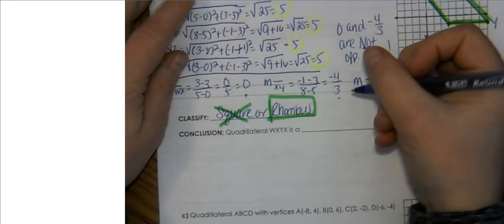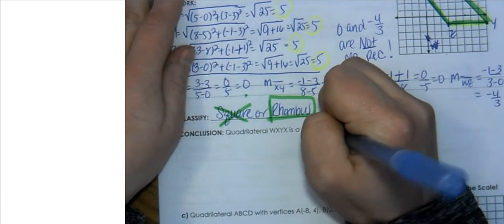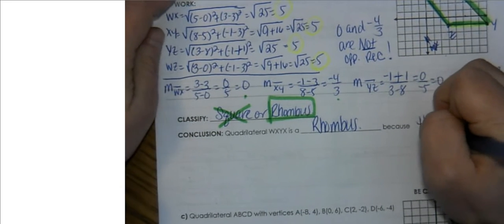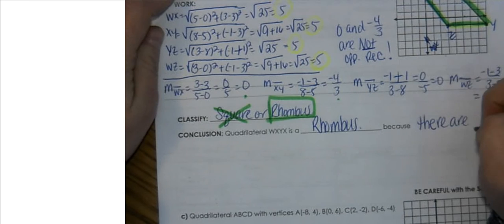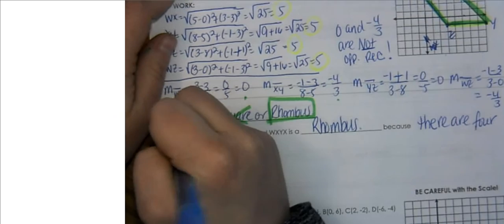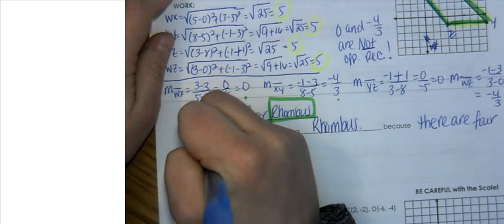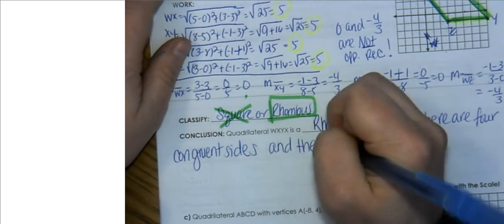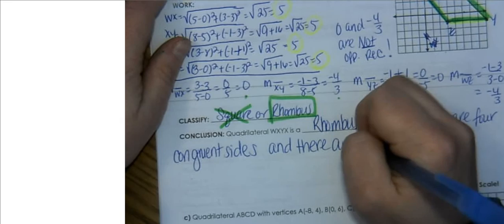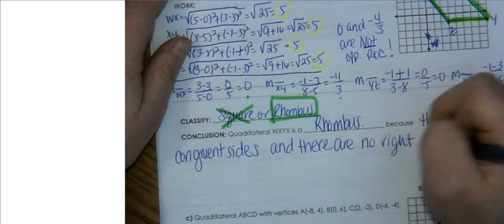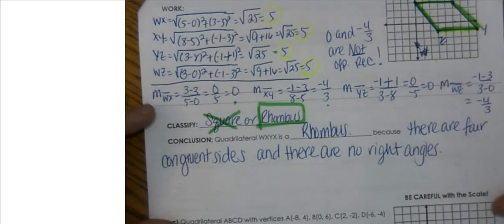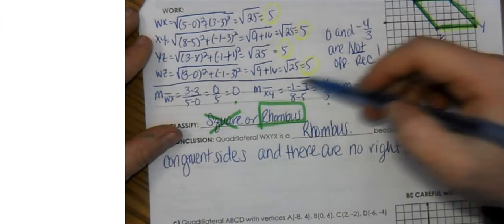So quadrilateral WXYZ is a rhombus. And it is a rhombus because there are 4 congruent sides, or simply all sides are congruent, and there are no right angles, no opposite reciprocal slopes. So any conclusion that explains what you saw is perfectly fine.